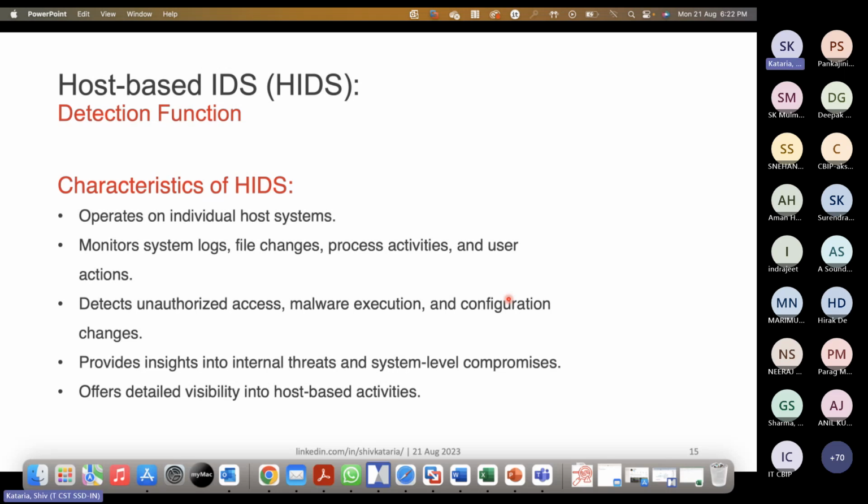A typical example could be Clarity, which not only does network-based detection, but also has a module called Clarity Edge, and this Edge can be used to detect host-based intrusion as well. Microsoft's Defender itself also comes with inbuilt IDS capability, so we can also configure and use Microsoft Defender.